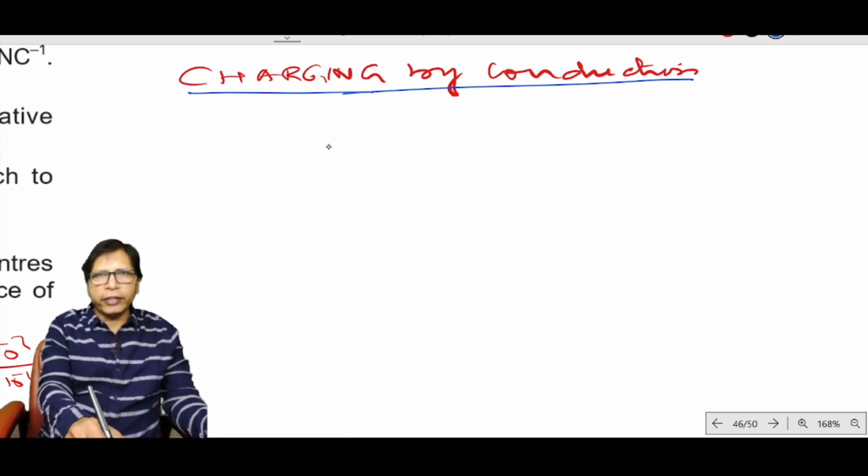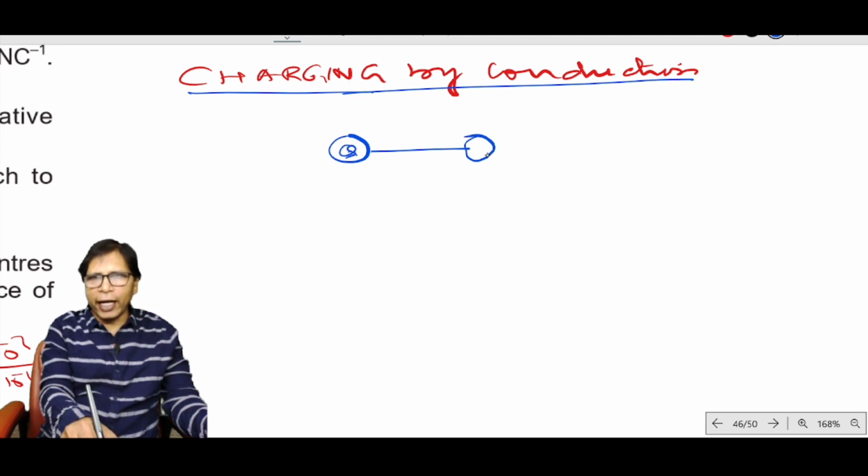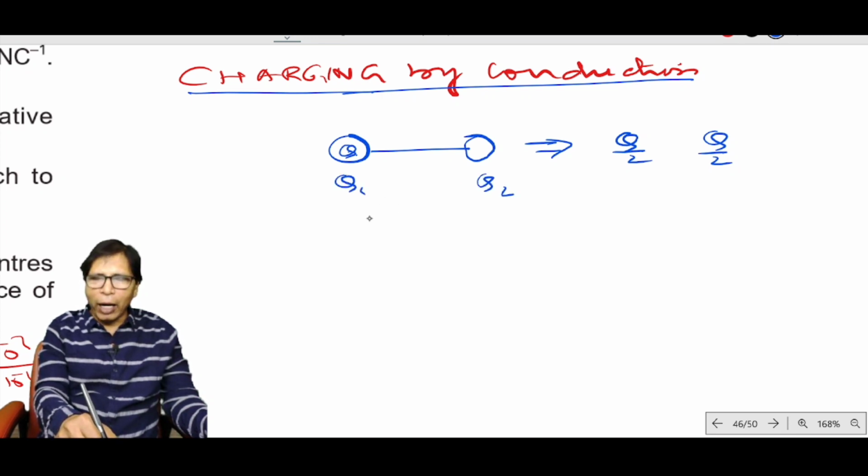Next. Now charging by conduction. Suppose this is a charged body with charge q. If this body is in contact with another body with the help of a metallic wire, the charge is shared by this uncharged body. If these two bodies are identical, then the charge of each body is q by 2 and q by 2. If this body has charge q1 and this body has charge q2, then after sharing, the charge on each body is (q1 + q2) by 2.